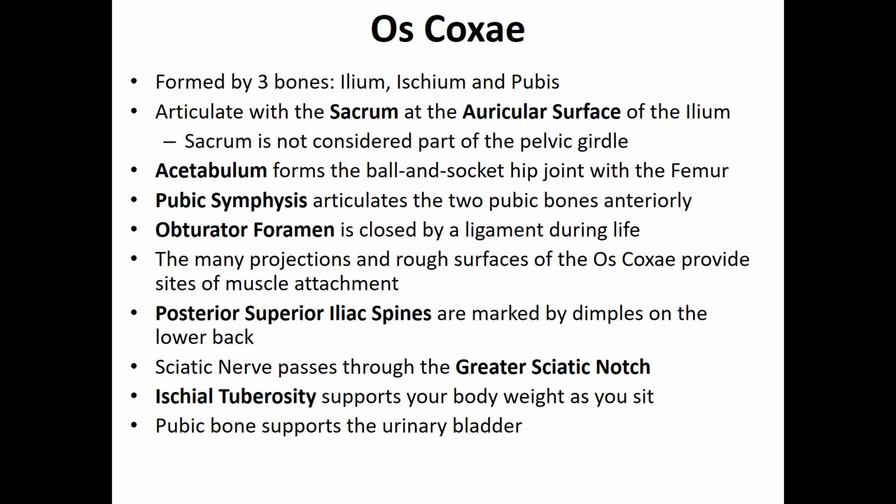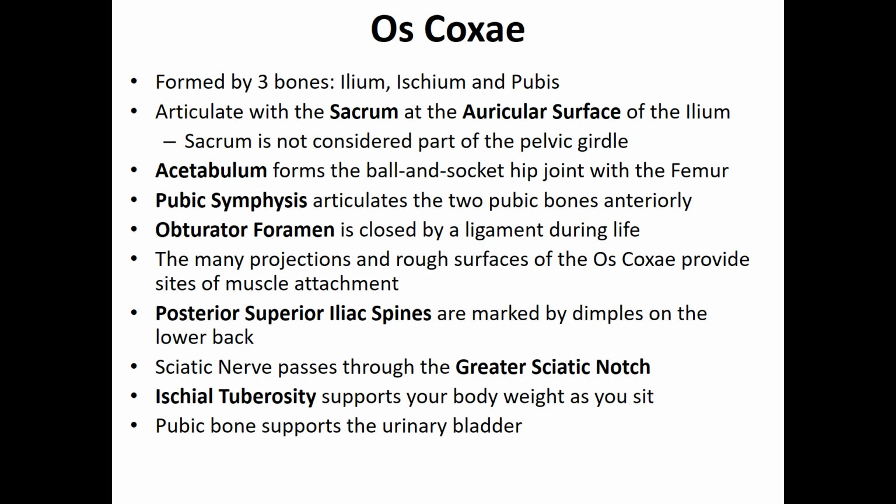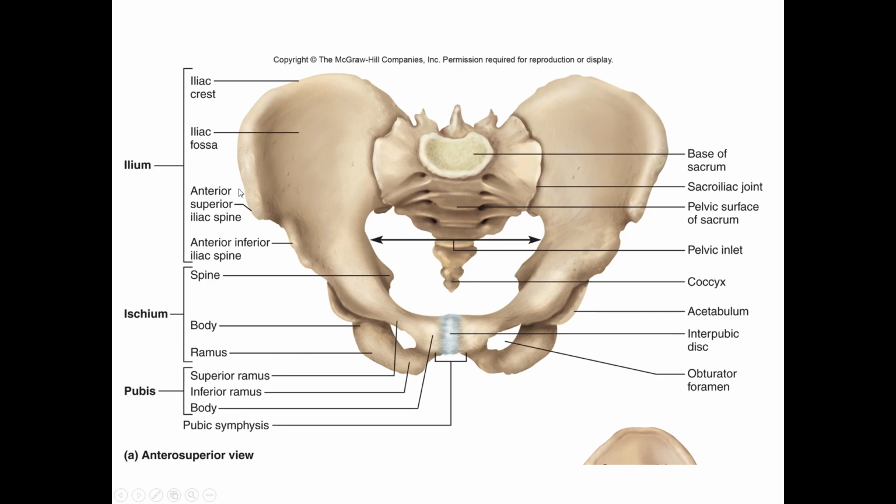So to begin with, a couple of unique things about the os coxa. The os coxae are articulated with one another and with the sacrum. So keep in mind the sacrum is considered part of the axial skeleton, but each os coxa forming the pelvic girdle is considered appendicular. You do have the acetabulum as well as the obturator foramen and the pubic symphysis as really interesting landmark structures.